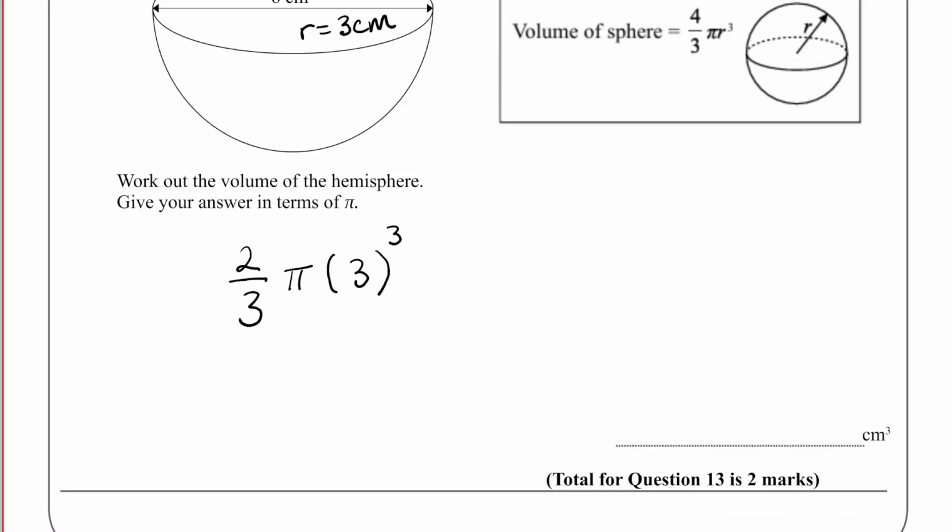So we've got 3 cubed, which is 27. So 2/3 of 27 pi. 2/3 of 27. So 1/3 of 27 is 9. 2 9s make 18. So we've got 18 pi.